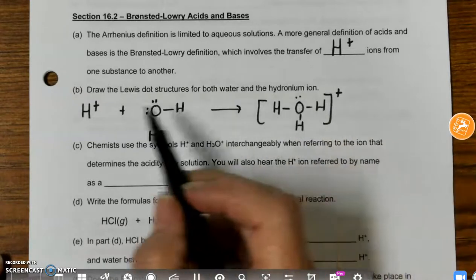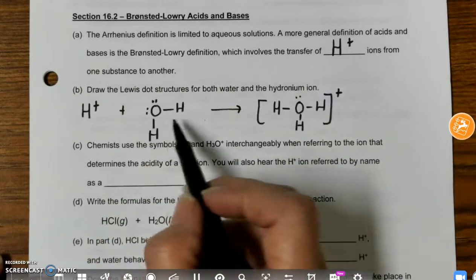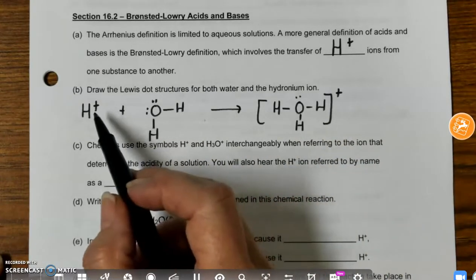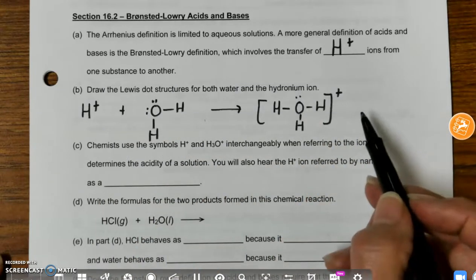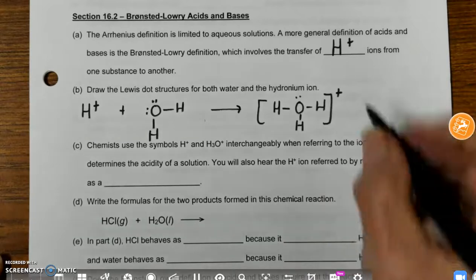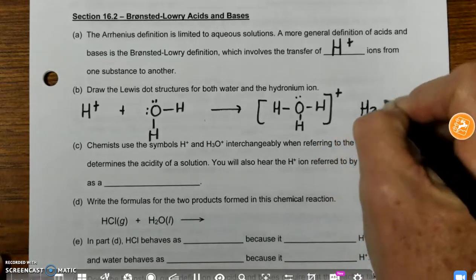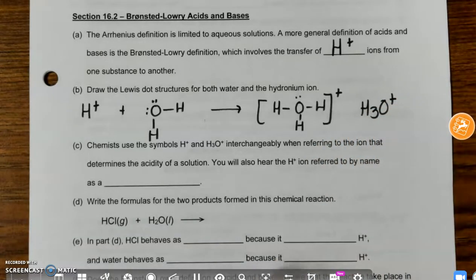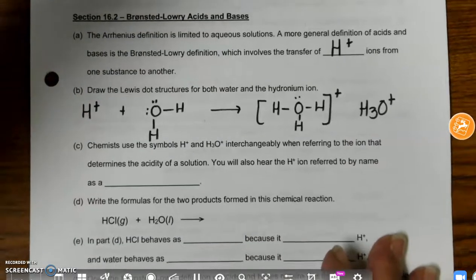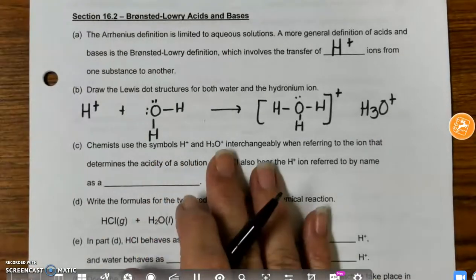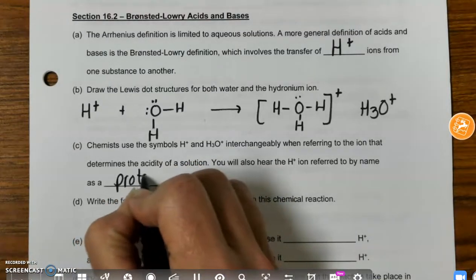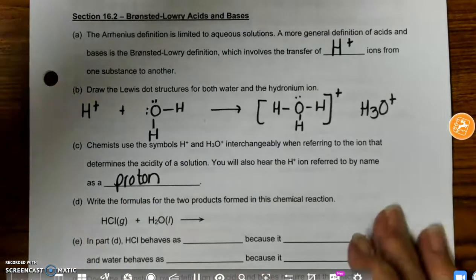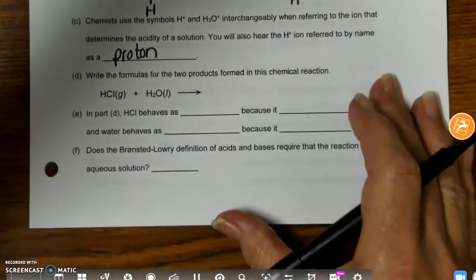Often, in acid-base chemistry, you may see the acid that you're interested in reacting with water to make the hydronium ion and its conjugate base. This is also written as H3O+. And so chemists use the symbols H+ and H3O+ interchangeably. You'll also see or hear H+ referred to as a proton. I think I probably will do that a lot.